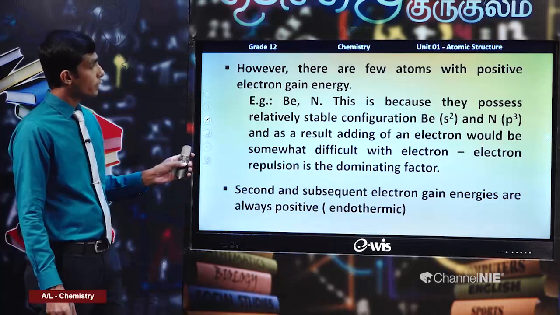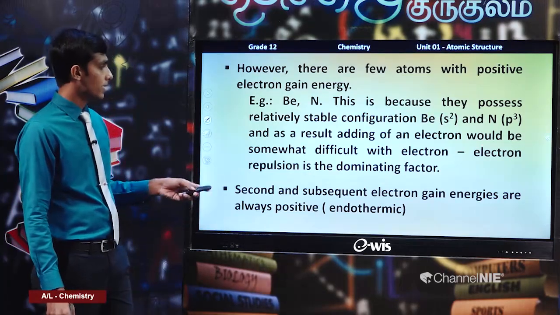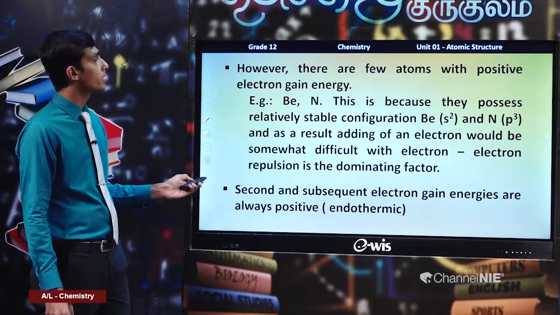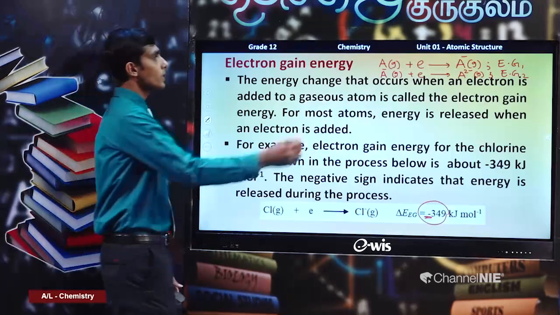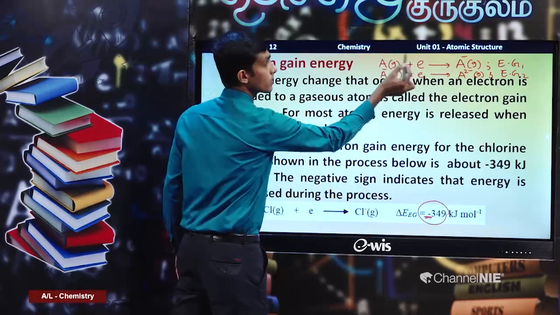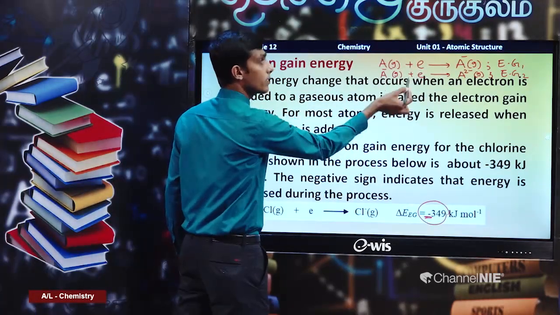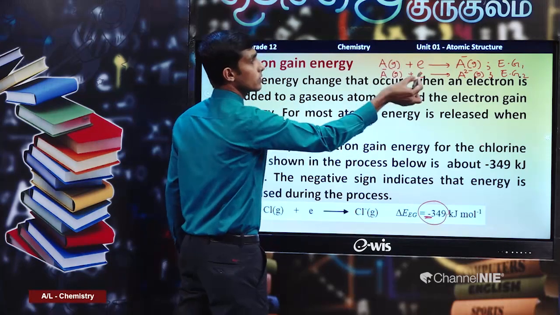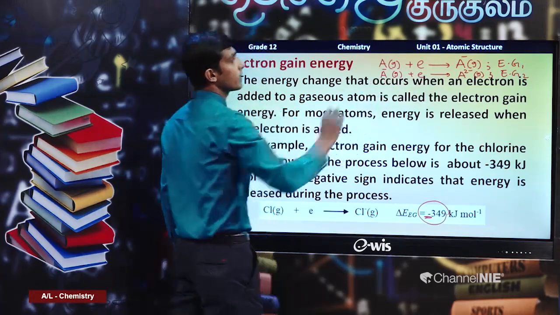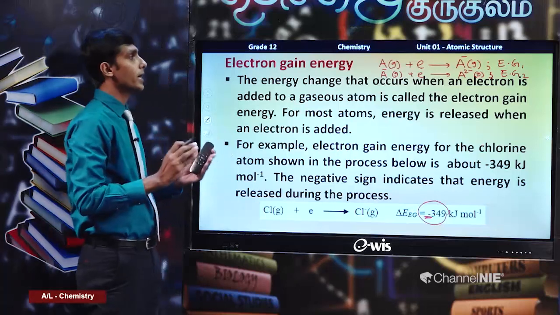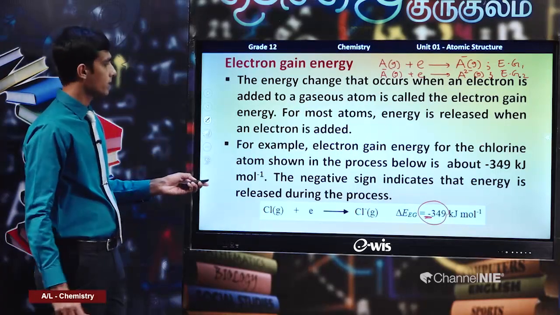So, it is difficult to add an electron because of the electron-electron repulsions due to the stable electron configuration. When it comes to the second electron gain energy and after that, they are always endothermic. That means the first process is exothermic for most of the elements, and after that the second, third, fourth electron gain energies are always endothermic.